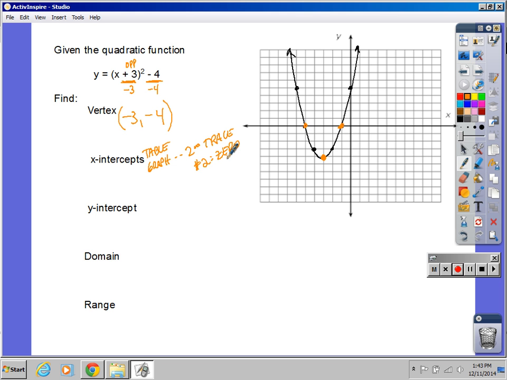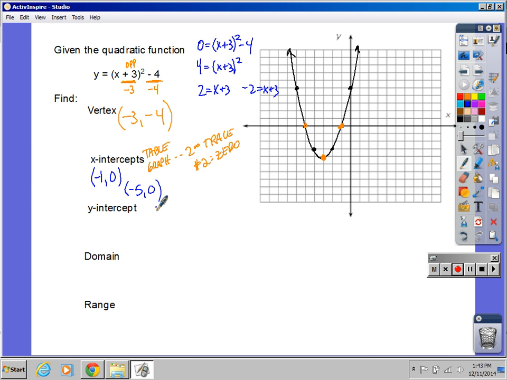Or the other thing you could do is solve it algebraically. Let y be 0. 0 equals (x plus 3) squared minus 4. And then I solve this for x. So I add 4. I square root both sides. And I solve it from there. And that would also tell me my x-intercepts. No matter which way you decide to do it, you're going to get -1 and you're going to get -5.